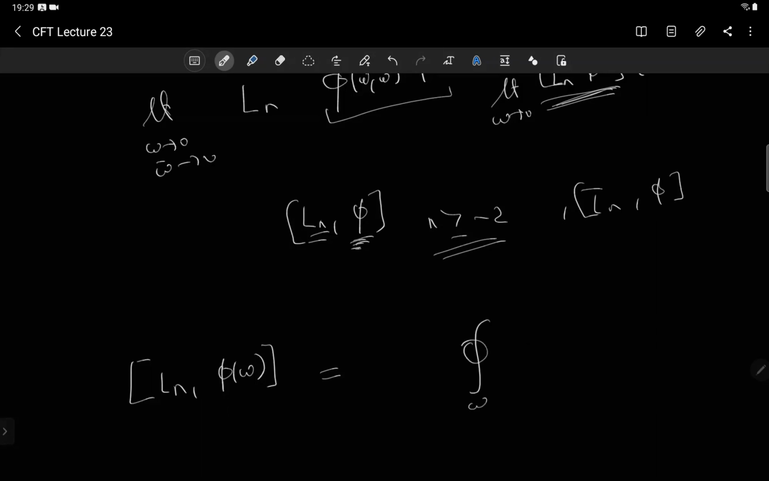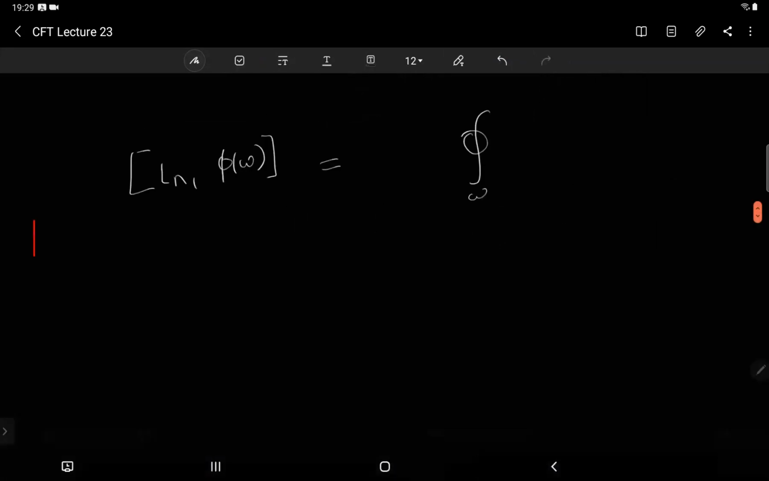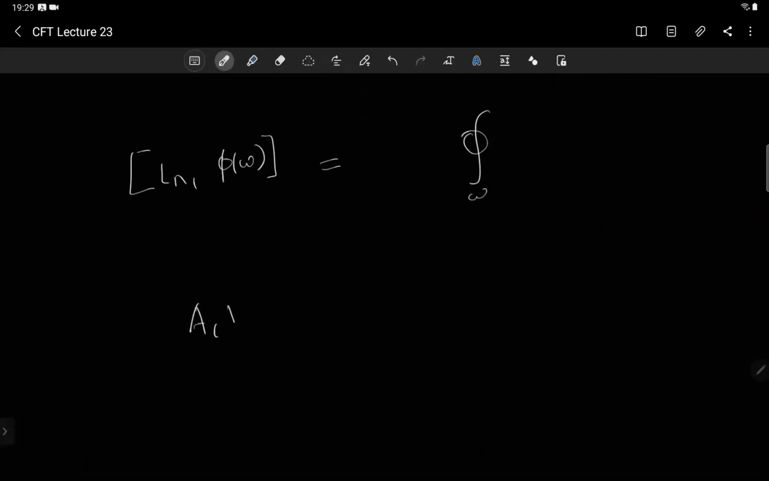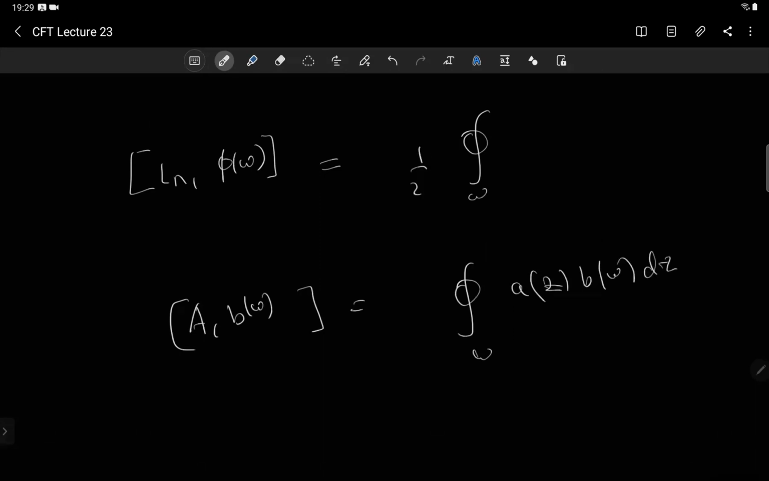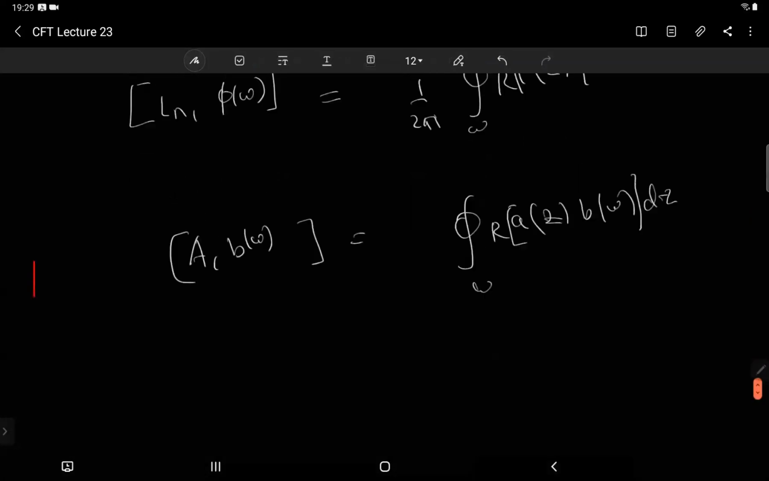Remember we wrote that if you have an integrated operator [a, b(omega)], then this object is given by the integral of omega a(z) b(omega) dz. Now L_n is 1 by 2 pi i times T(z), so there will be a phi(omega) dz. Of course, this is always radially ordered, but I will not write that down again and again. So this is what we want to calculate.